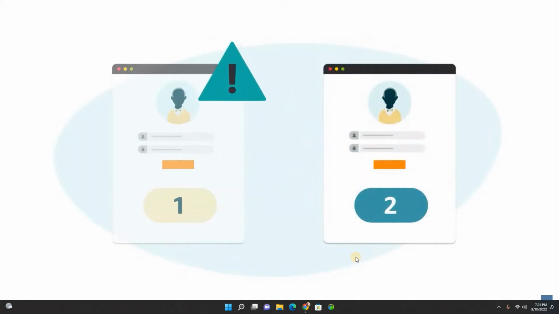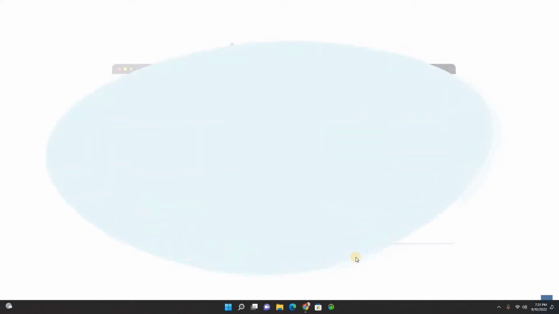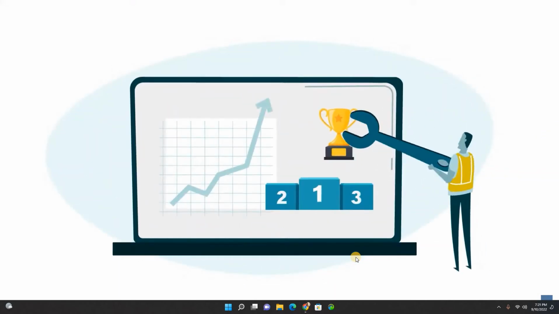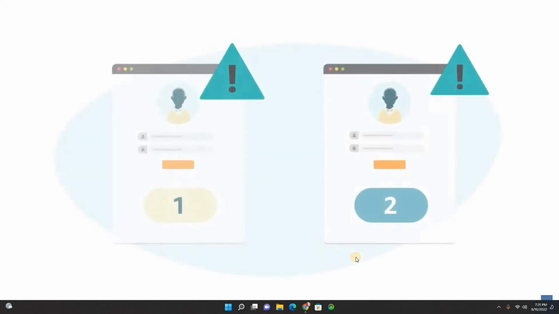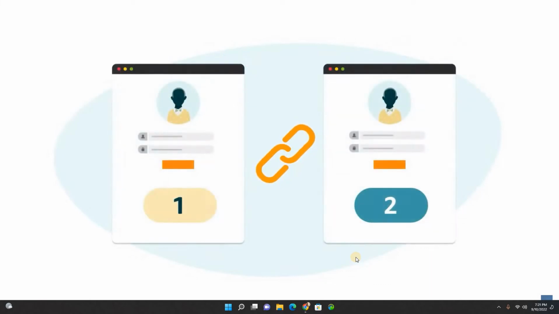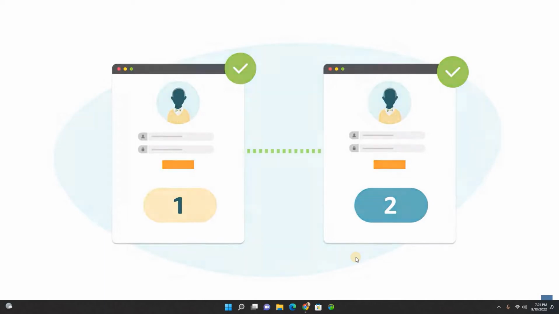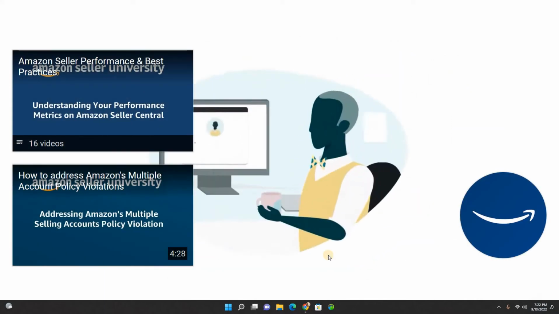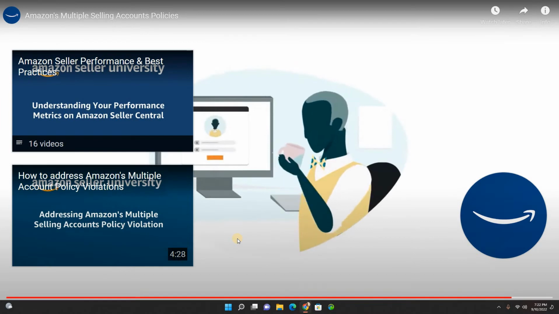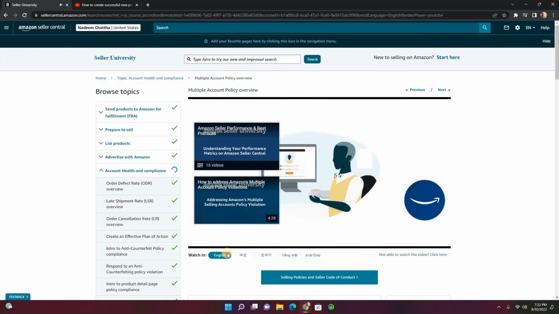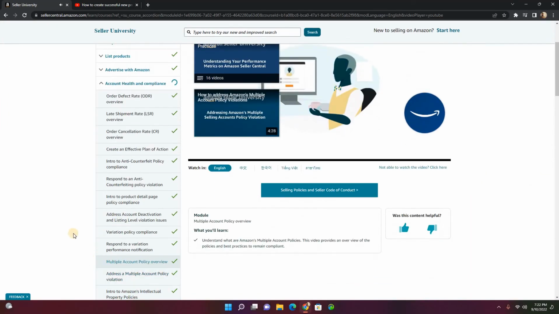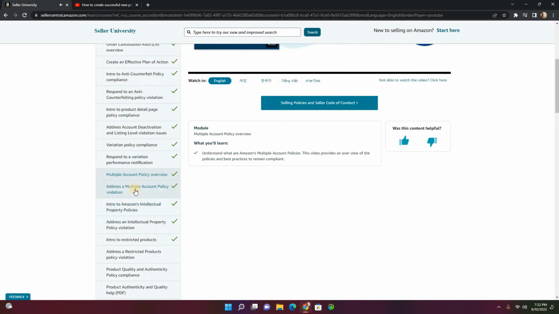Use case number 2. Seller Storefront 1 receives an account deactivation notice for manipulating your sales rank. Your Seller Storefront 2 account will be deactivated because it is related to Seller Storefront 1. Seller Storefront 1 will need to be reactivated before your Seller Storefront 2 account can be reactivated as well. There are other topics related to Amazon's multiple selling accounts policies you should be aware of, including how to respond to a violation notice and best practices to remain compliant.